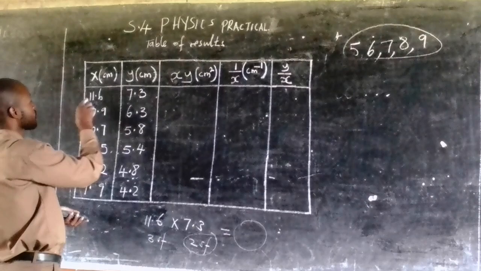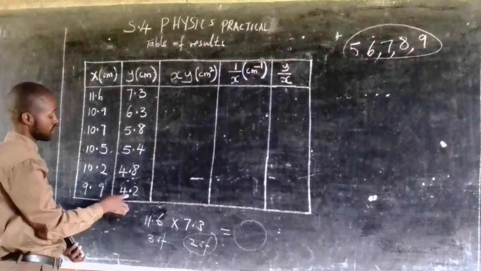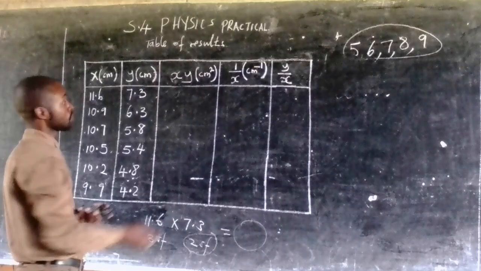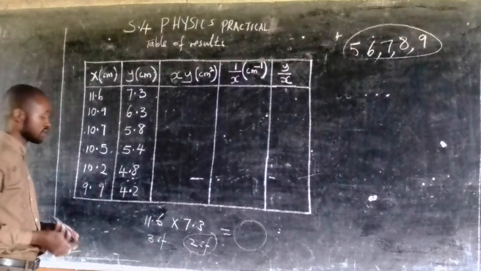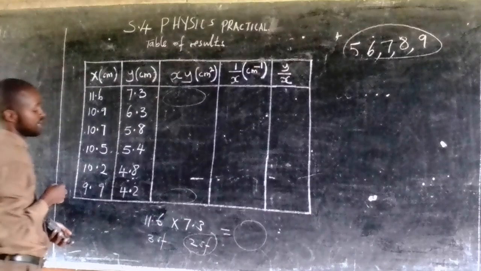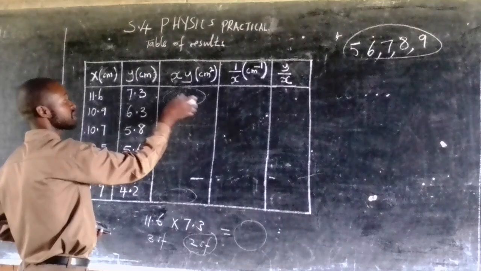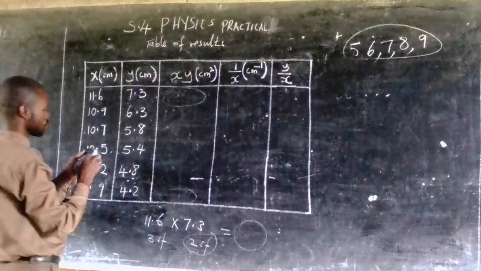Basically, when you look at this one, it is the biggest in this column, this one is the smallest, this is the biggest in this column, this is the smallest. So the biggest times the biggest will give us the largest product. Which means I will start with this one here. So compare the one you get here and the one you get here. It is clear that this is big and this is big, they will bring us a bigger answer. So we start with the largest answer when you multiply the two. So I'll do that. I have 11.6 times 7.3.